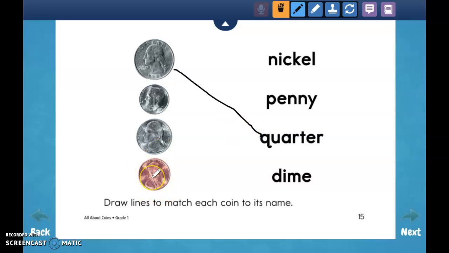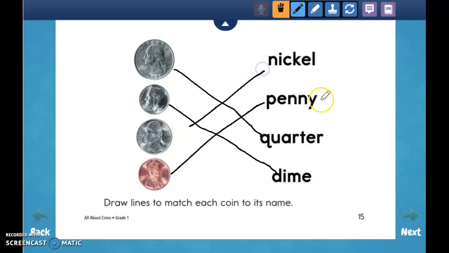We know that the penny has a different color. So we know that this coin is a penny, so we want to draw a line to the penny. Then we know that the dime is the smallest of them all, so we want to draw a line between the coin and its name. And then we know that this is the nickel that is worth 5 cents.